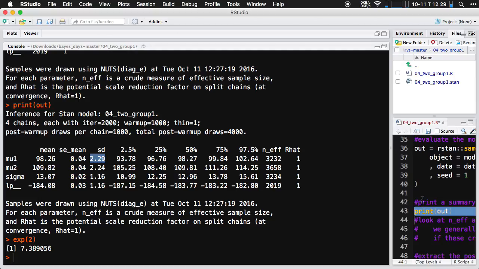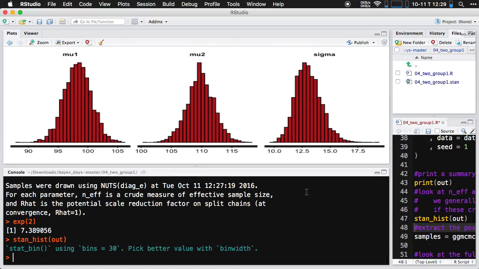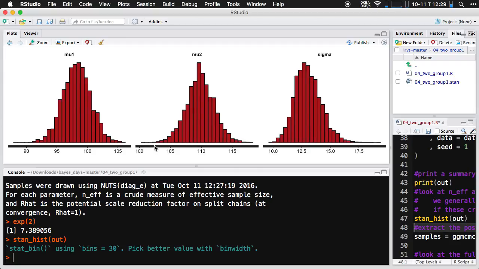We can do a quick histogram of that. Stan hist out. And it's a little annoying that we can't, well, if I did a little bit more work, I could make it so that these two were on the same plot, and we'd see that they pretty much are just two independent peaks. But you can even see just from here, it's pretty clear they don't overlap by much, mu1 and mu2.